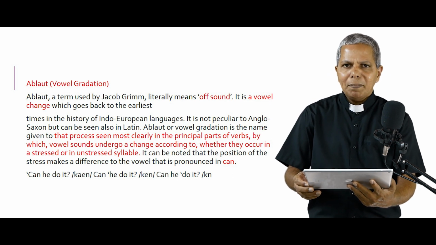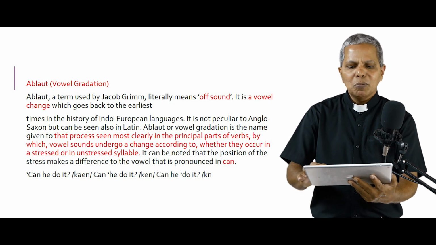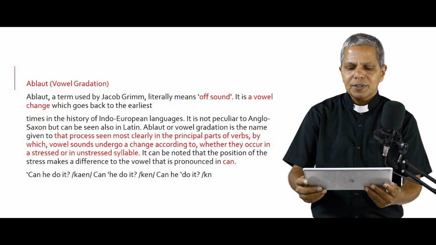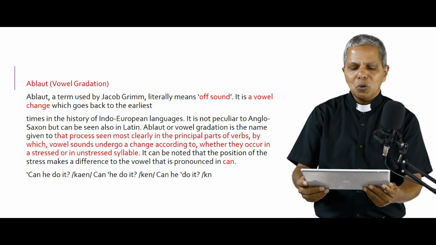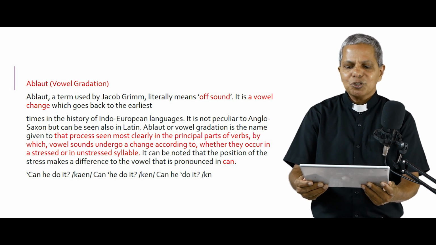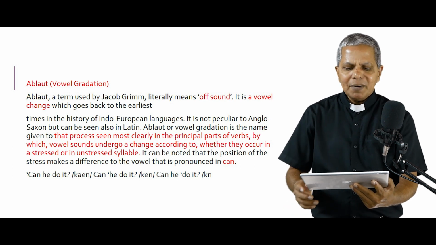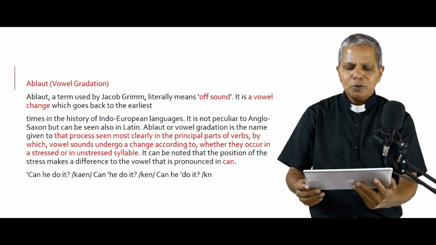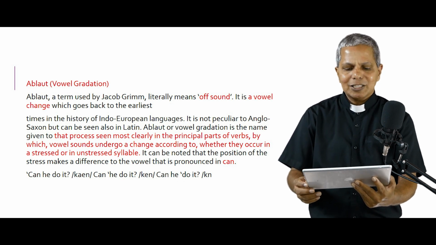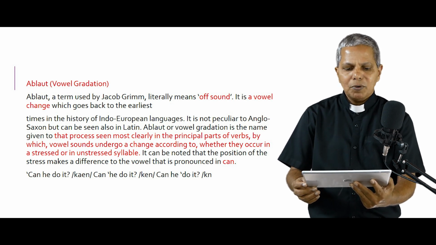Vowel gradation or ablaut is the name given to that process seen most clearly in the principal parts of verbs, by which vowel sounds undergo a change according to whether they occur in a stressed or in an unstressed syllable. It can be noted that the position of the stress makes a difference to the vowel that is pronounced in "can." I'll give you the example.